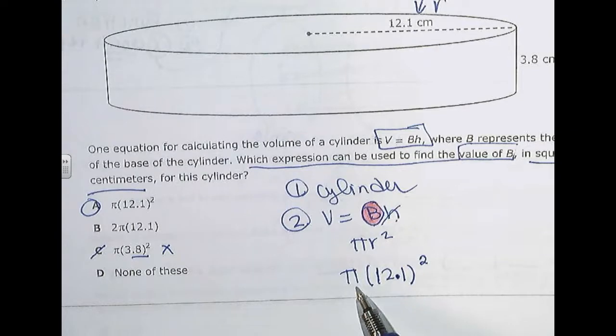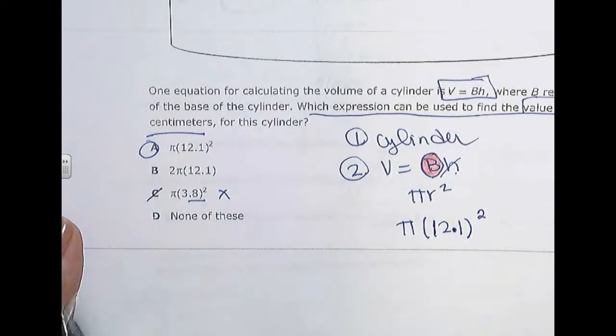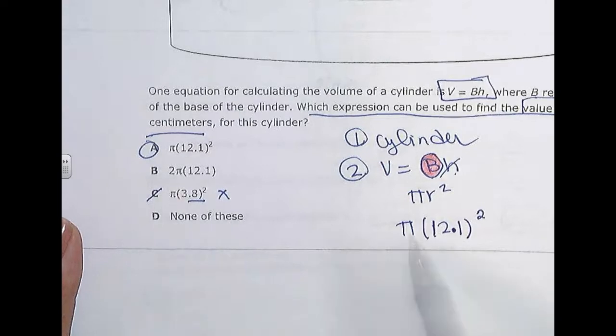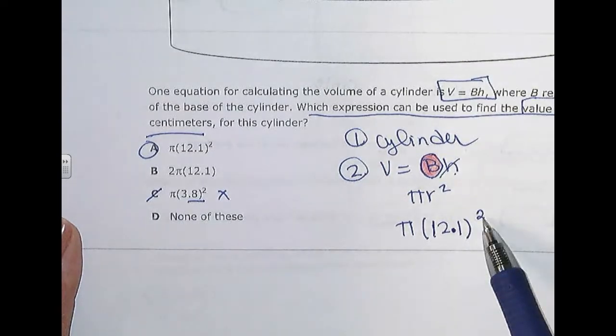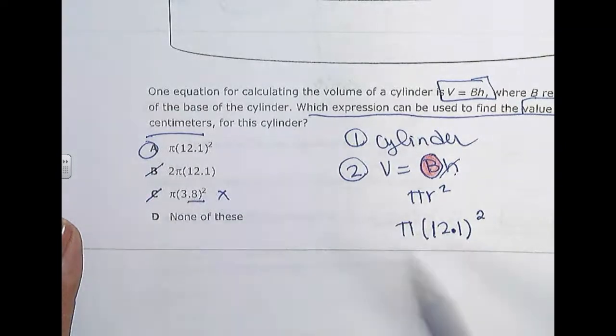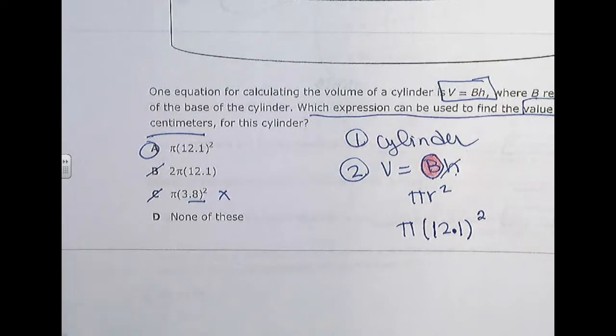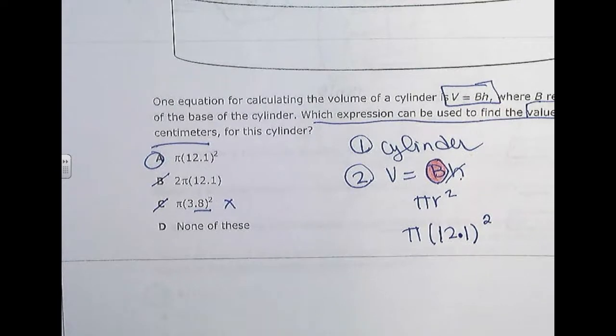Now, if you look, A says you need 2 pis. I don't need a big 2. I need a little 2. Those aren't the same. No. This one says I need 1 pi. I like chocolate. You're right. How'd you know? And then I need 2 12.1s. There's my 12.1. Answer is A. None of the above? Y'all better have a really good reason to pick that. You better not pick more than 1 on the test either.